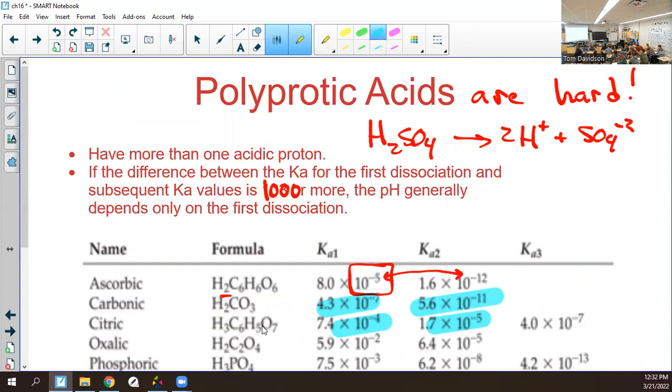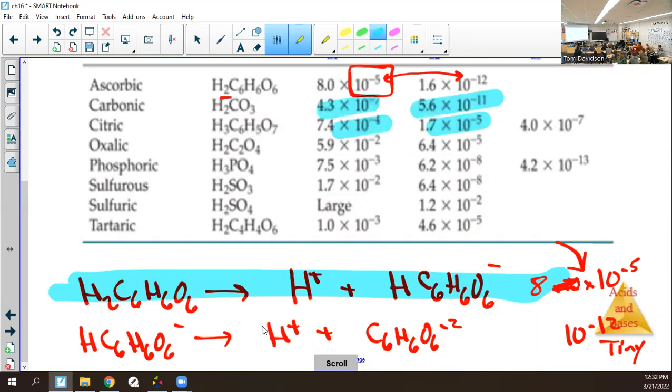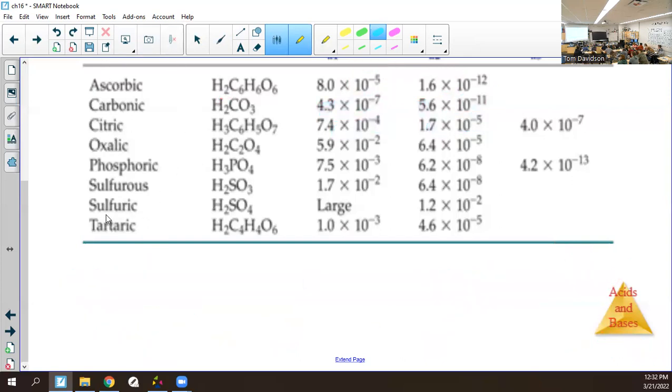On sulfuric acid, it just said large for the first one. It's a really strong acid, so it's basically large. And if you care, which most of you won't, the HSO4 minus is typically treated as a weak acid, even though H2SO4 was strong.